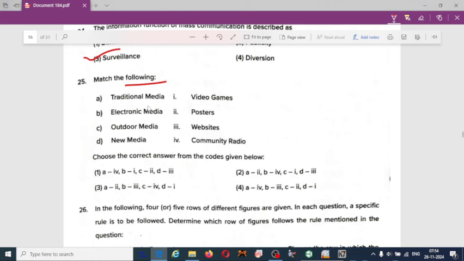Here we have to match the following: traditional media, electronic media, outdoor media, new media. Traditional media is related to community radio. Electronic media is related to websites. Outdoor media is related to posters. New media is related to video games. Option fourth one is correct.